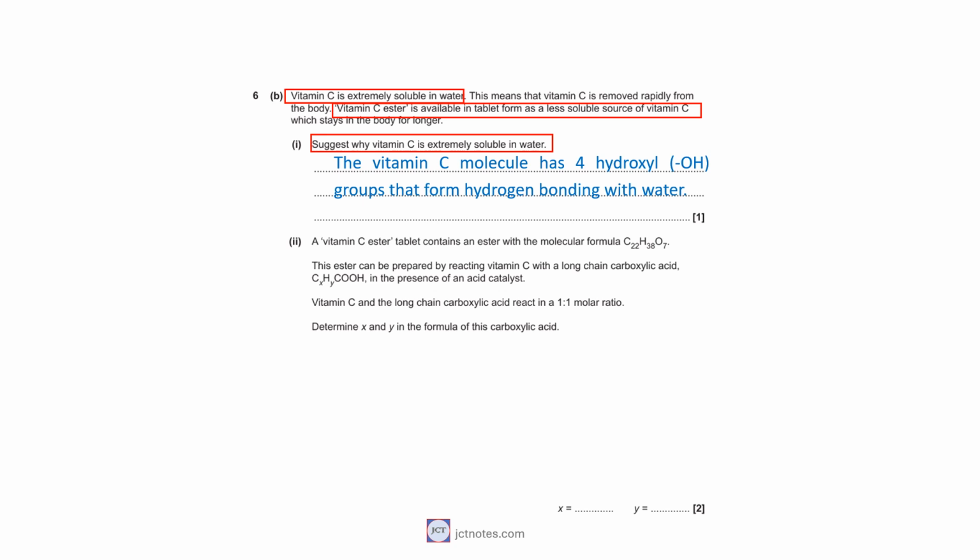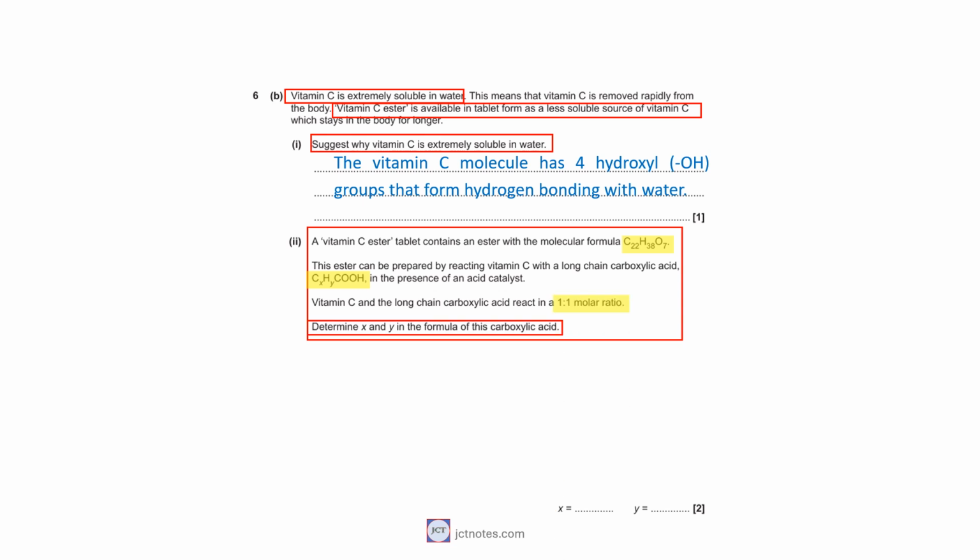In the second question, we are given the molecular formula of an ester in a vitamin C ester as C22H38O7. This ester can be prepared by reacting vitamin C with a long-chain carboxylic acid with formula CXHYCOOH, in the presence of an acid catalyst. Vitamin C and the long-chain carboxylic acid react in a 1:1 molar ratio. We are asked to determine X and Y in the formula of this carboxylic acid.